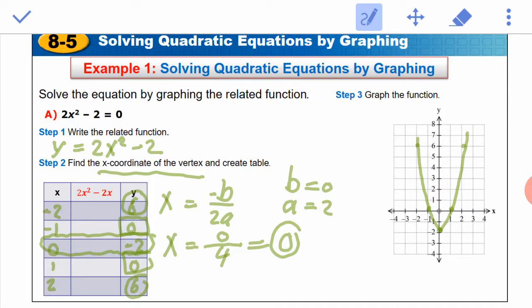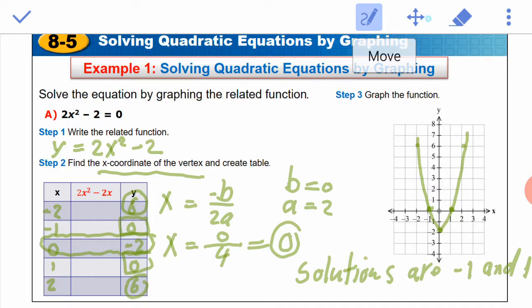Step number 3, graph the function. Step number 4, find the solution or solve this quadratic function by graphing. Where are my solutions? My solutions are exactly the zeros of the function. As you see from the graph guys, there are 2 zeros. This parabola intersects the x-axis at negative 1 and at 1. So the solutions are negative 1 and 1. Negative 1 and 1 are the two solutions of this quadratic equation.